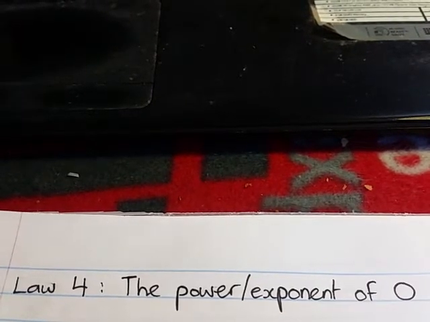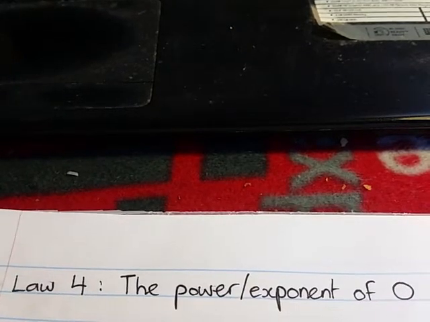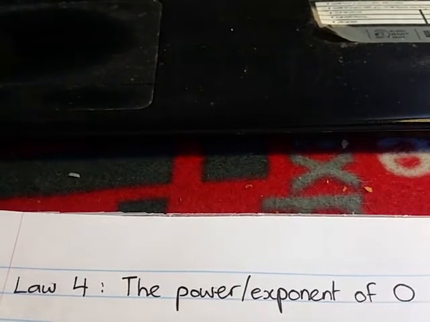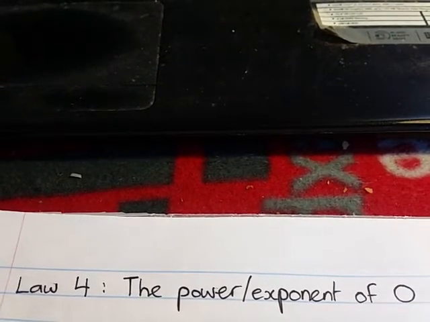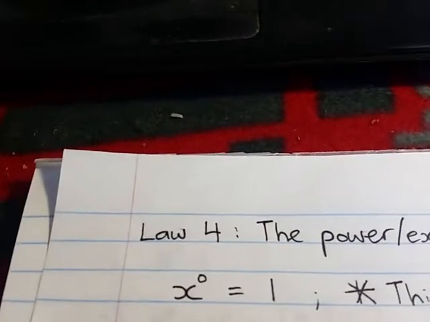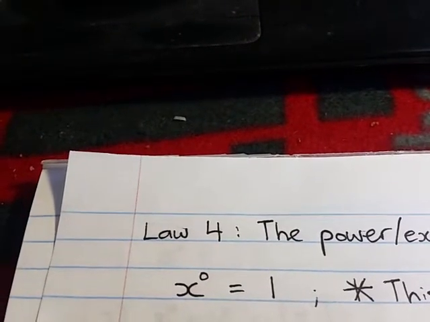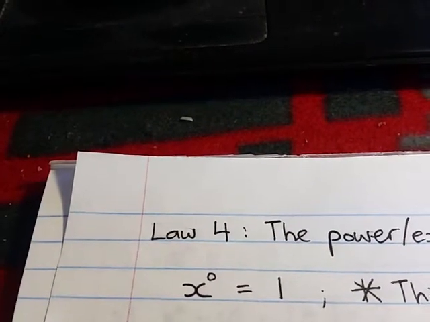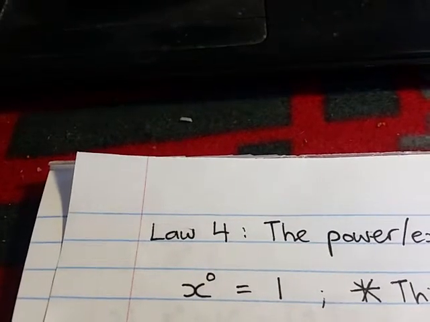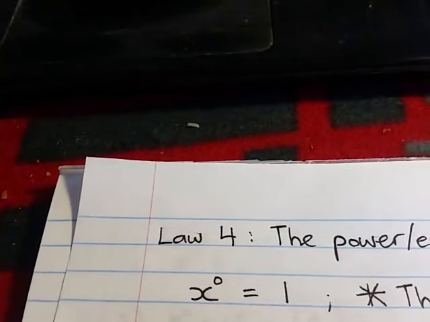In this video, we're going to be continuing the laws of exponents, looking at the fourth law, being the power of exponent of 0. Simply put, anything raised to the power of 0 will give you an answer of 1. X to the power of 0 can simply be written as x to the 1.